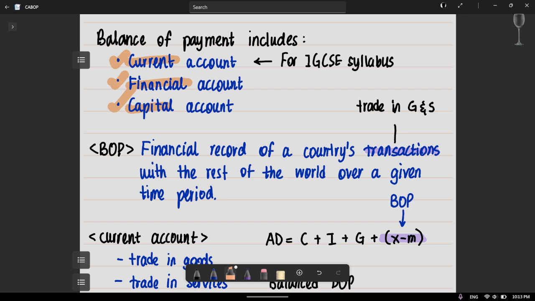Now, definition of balance of payments: you can easily say it's the financial record of a country's transactions with the rest of the world over a given period of time. Now, when you talk about transactions, we are talking in terms of trade. Trade in what? Trade in goods and services.